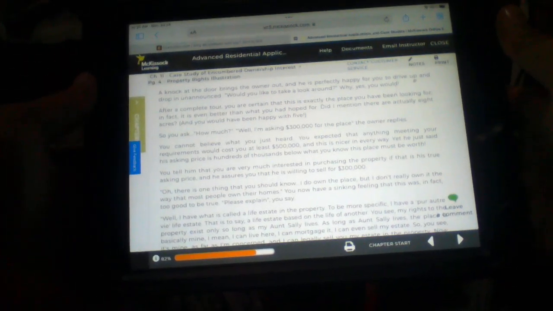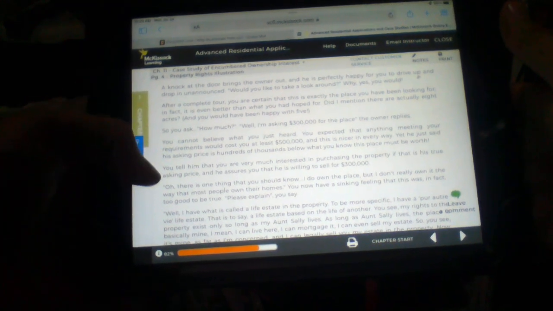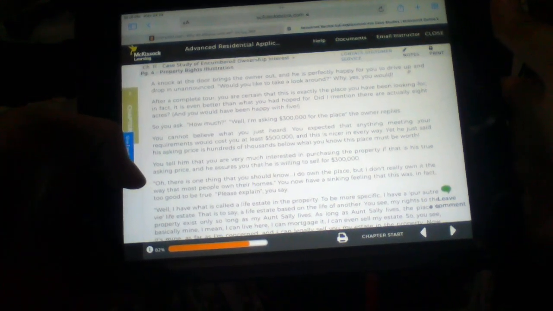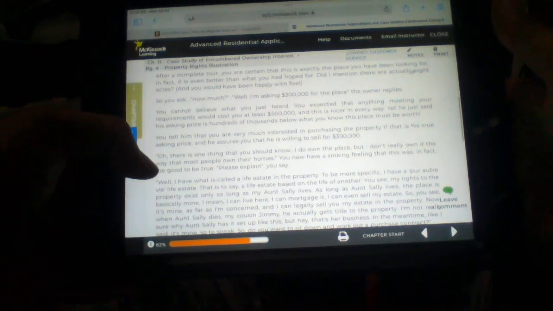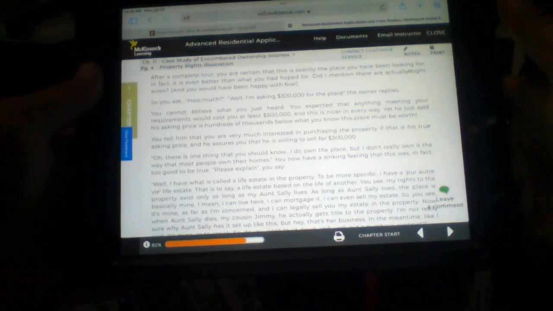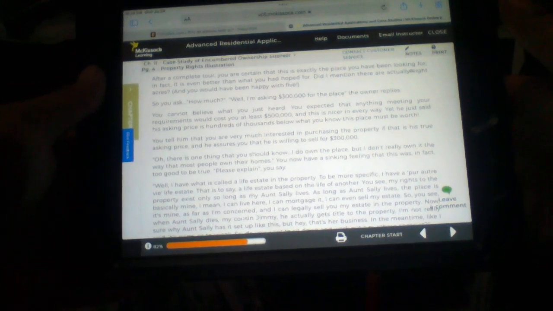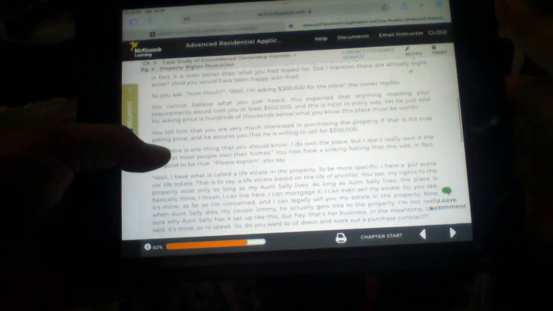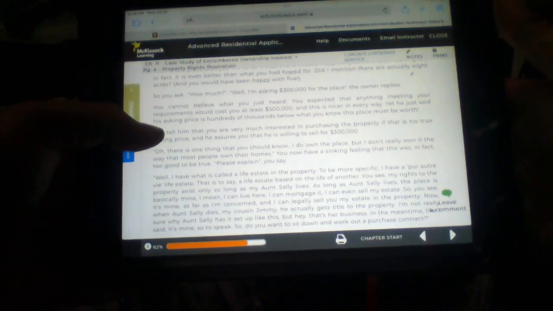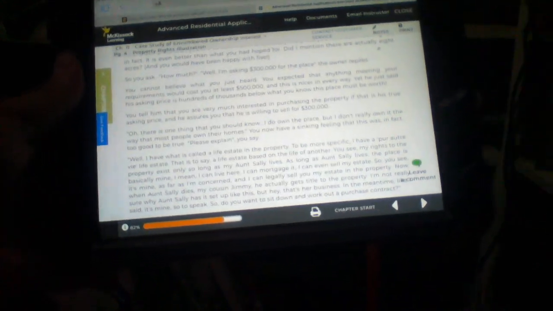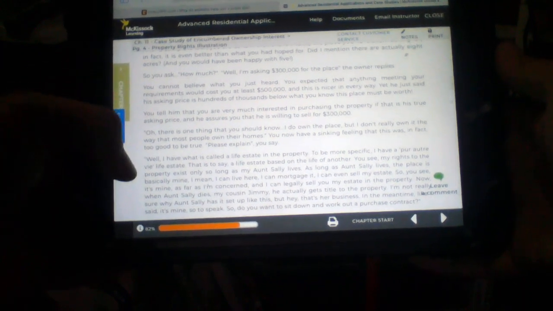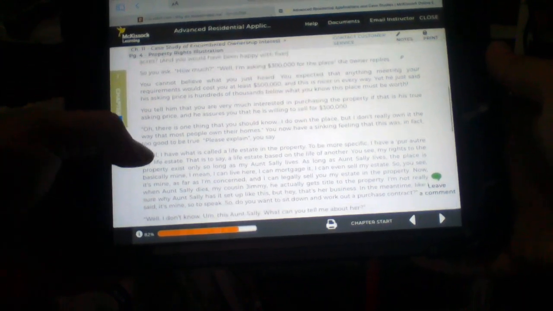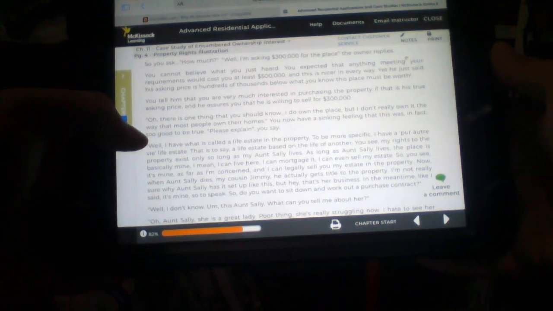A knock at the door brings the owner out, and he is perfectly happy for you to drive up and drop in unannounced. Would you like to look around? Why, yes, you would. After a complete tour, you are certain that this is exactly the place you have been looking for. In fact, it is even better than what you had hoped for. Did I mention there are actually 8 acres, and you would be happy with 5? So you ask, how much?